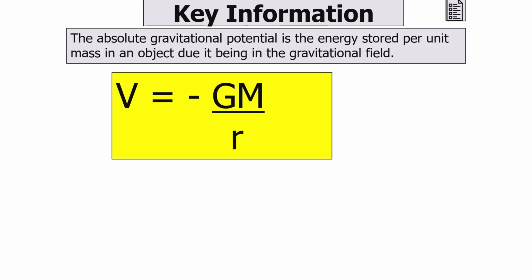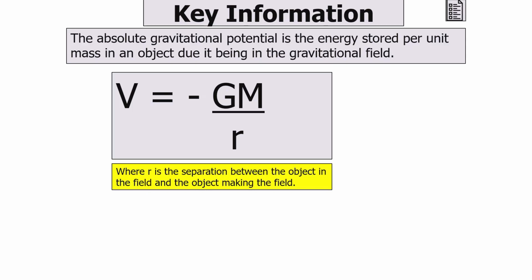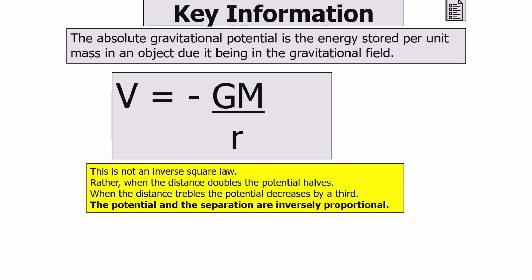Now we can work it out with the equation V is equal to minus GM over r, where G is the universal gravitational constant, M is the mass of the object producing the gravitational field, and r is the separation between the object in the field and the object making the field. Now this is not the inverse square law. Rather, when the distance doubles, the potential halves. So when the distance trebles, the potential decreases by a third. So we can say that the potential and the separation are inversely proportional.